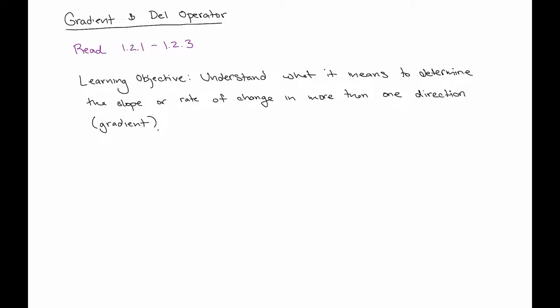Hi guys, in this video I'm going to talk about what the gradient is and what the del operator is. The learning objective is to understand what it means to determine the slope or rate of change in more than one direction, which is what we call the gradient.